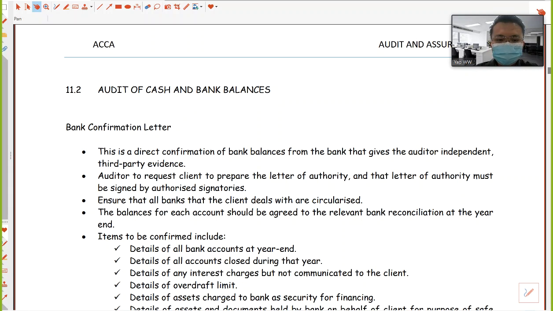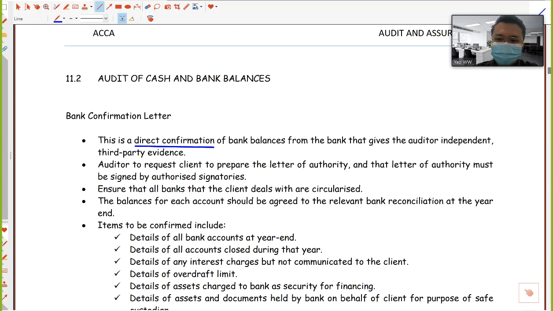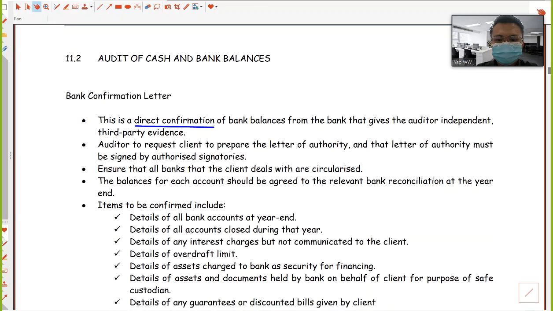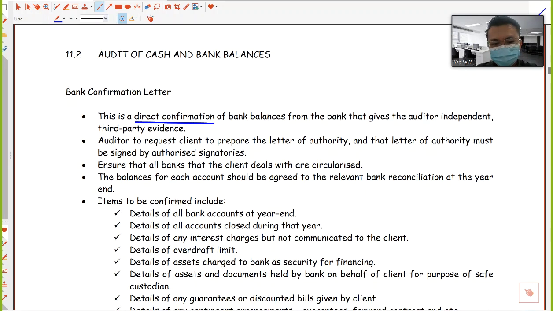Okay, you will send confirmation to the bank, which is what we so-called direct confirmation. So you will need the bank to reply directly to the auditor regarding the bank account balance. So I will just need you to go through what auditors usually need to confirm in the bank confirmation, like details of all the bank accounts as at year end. For example, your bank account balance. You have to confirm the bank account balance as at year end with the bank directly.